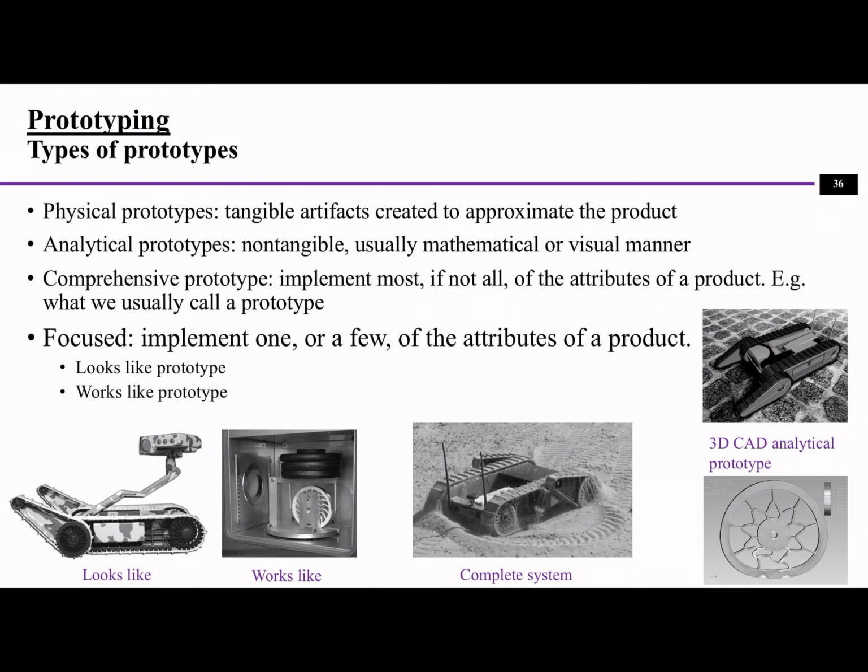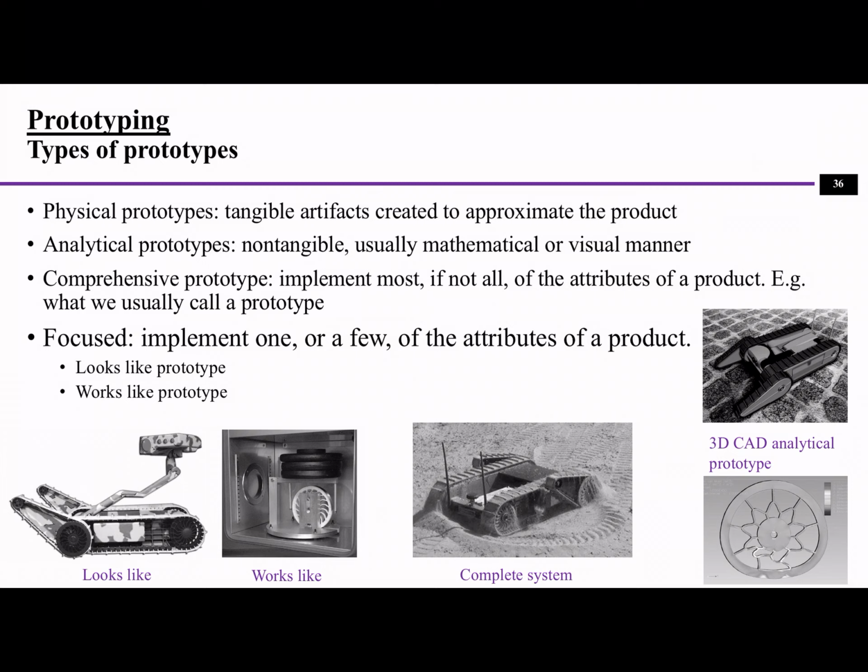Last step is prototyping. So after we identified the concept, we did the product architecture, we came up with specifications, we did the detailed design, and we also have design for manufacturing. Now we need to come up with a prototype to test it. So there are different types of prototypes.